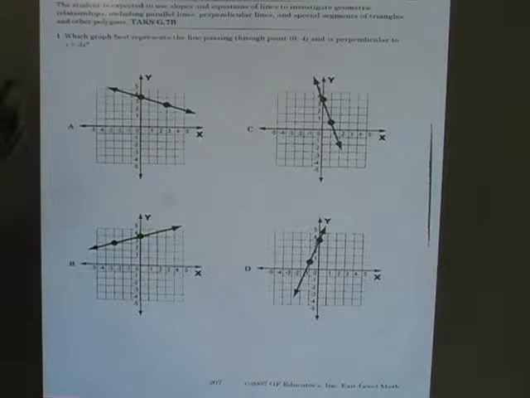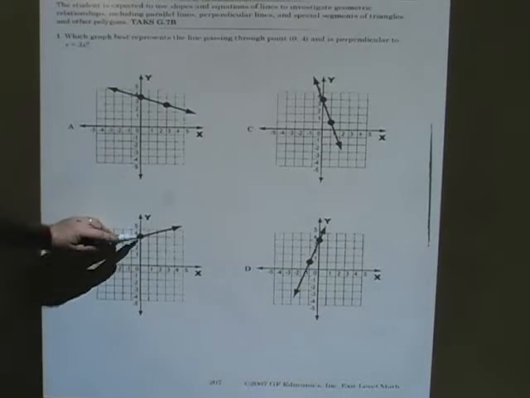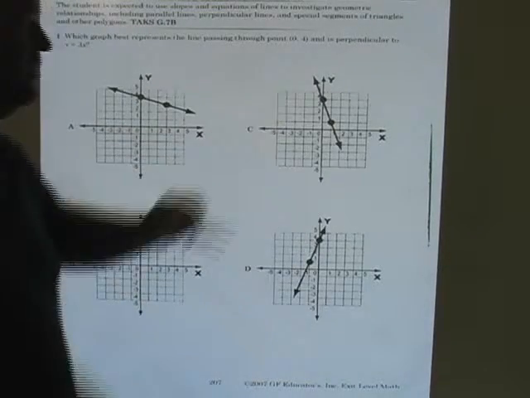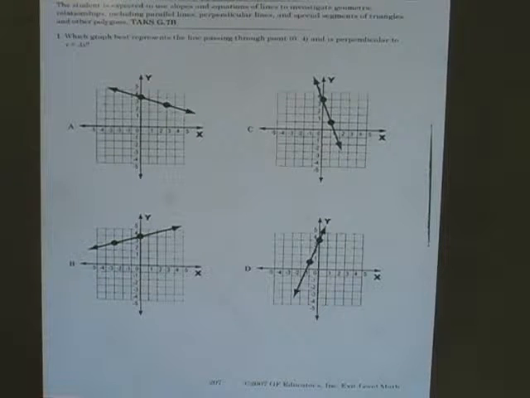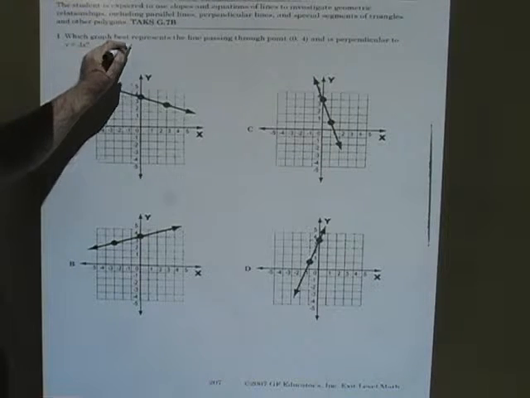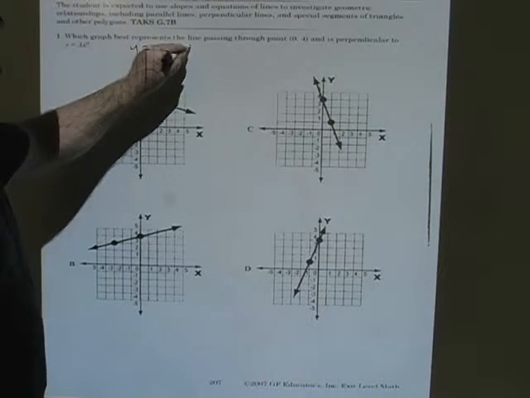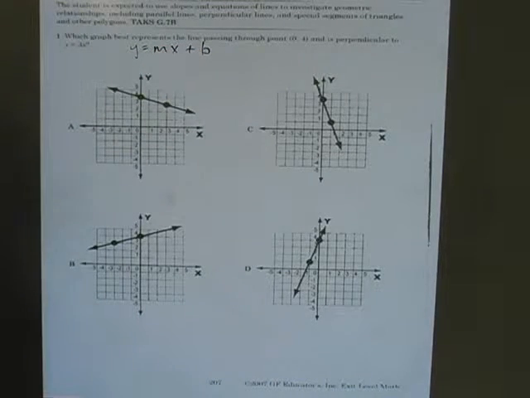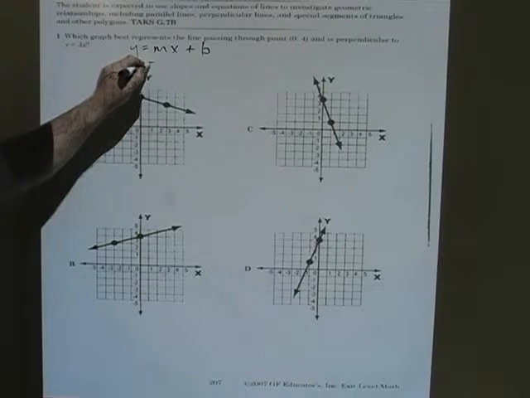Okay, which graph best represents the line passing through point 0, 4? Okay, point 0, 4. Notice all of them actually pass through that point, and is perpendicular to y equals 3x. Okay, remember, here's our slope-intercept form of a linear equation. Our m, in this case, is 3, okay? So our slope is 3.